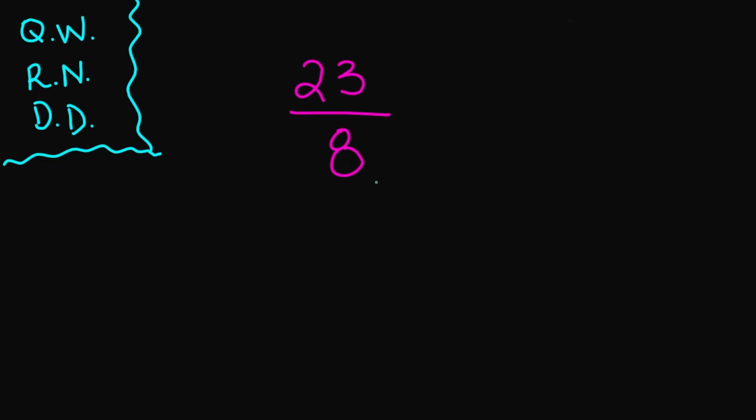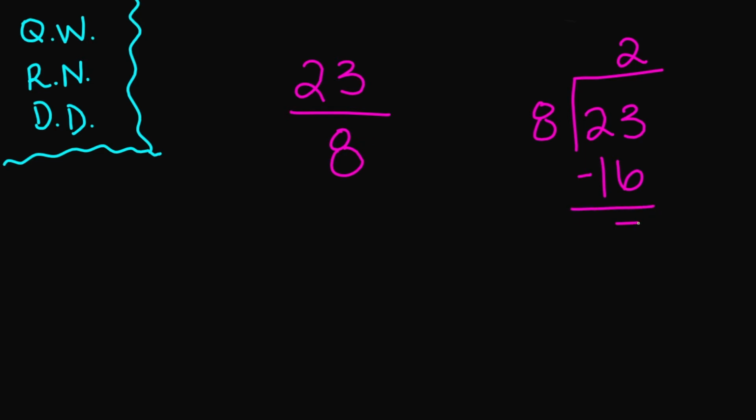So let's look at this improper fraction, 23 over 8. Let's go ahead and convert. My 8 is on the outside, 23 is on the inside. 8 goes into 23 2 times. 8 times 2 is going to equal 16. 23 minus 16 is going to equal 7.